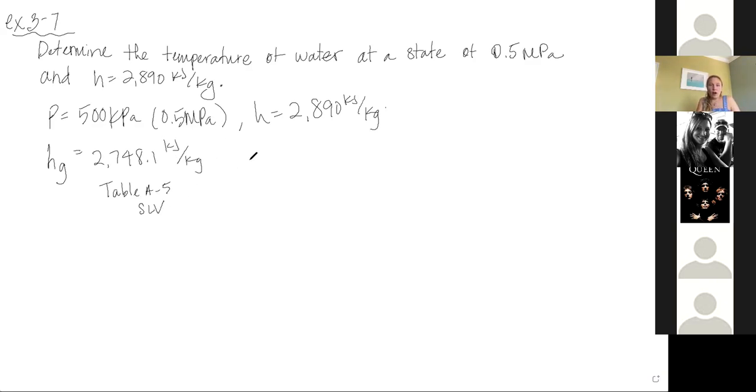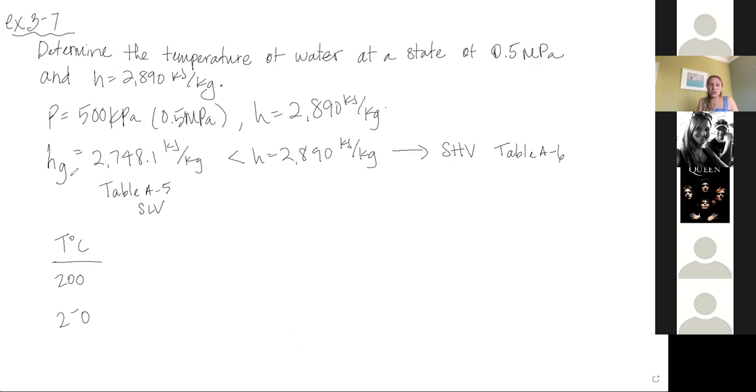And since our h value is larger than this saturated vapor value, then we know that we have a superheated vapor. The heat content is higher than our saturated vapor, and this means that we're going to need to go to table A6. So when we go to table A6, at pressure 0.5 megapascal, we have our temperature, and we have 200 degrees Celsius and 250 degrees Celsius.